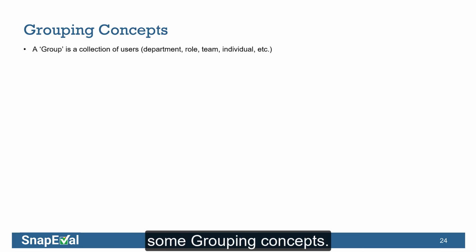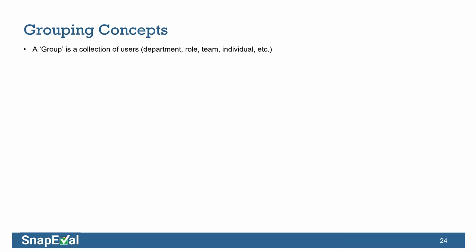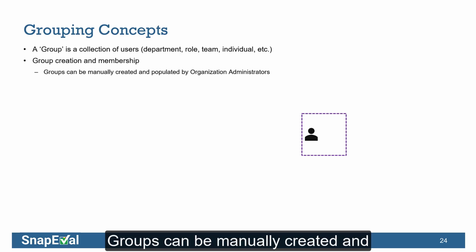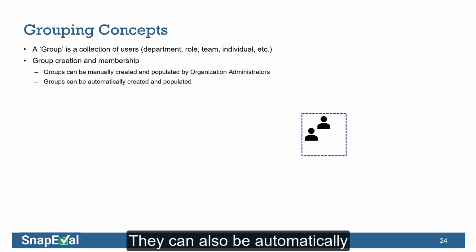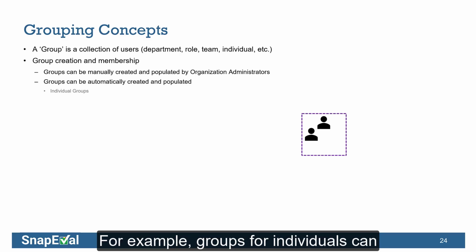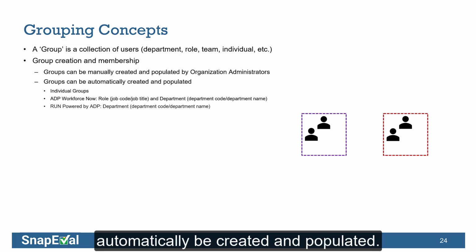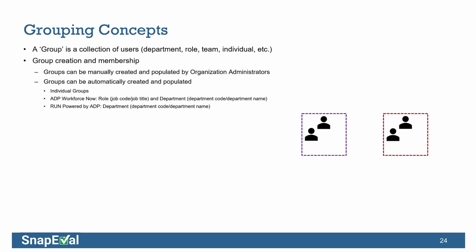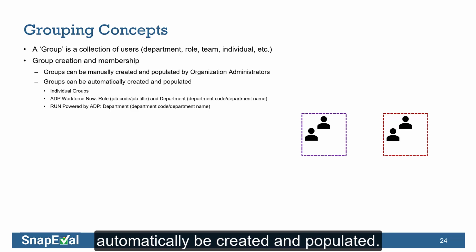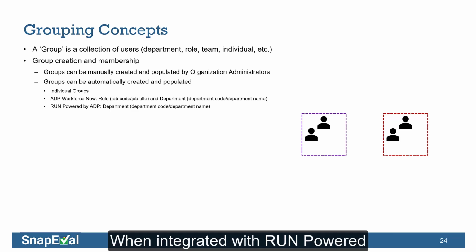First, let's look at some grouping concepts. A group is a collection of users, such as a department, role, team, or even an individual. Groups can be manually created and populated by organization administrators. They can also be automatically created and populated. For example, groups for individuals can automatically be created and populated. When integrated with ADP Workforce Now, role groups and department groups can automatically be created and populated. When integrated with Run powered by ADP, department groups can be automatically created and populated.